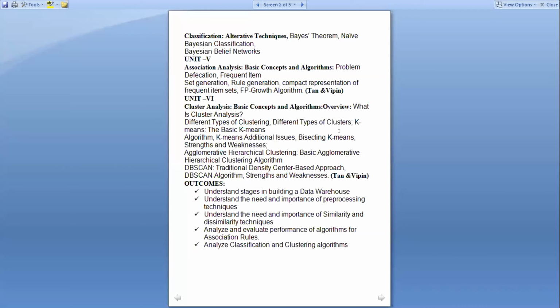So far, in the last class, we discussed the FP growth algorithm and how to construct the FP tree. These are the concepts we completed in the last class.